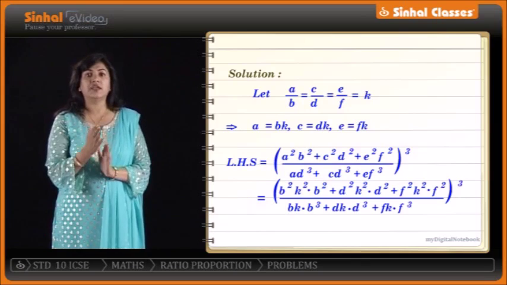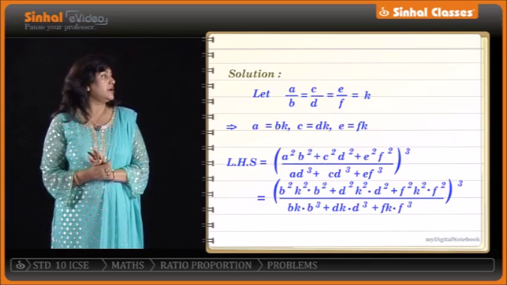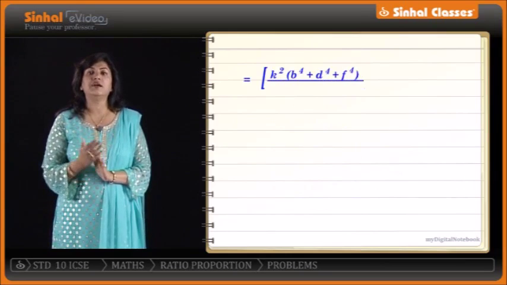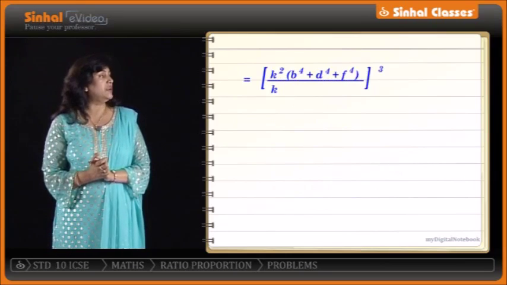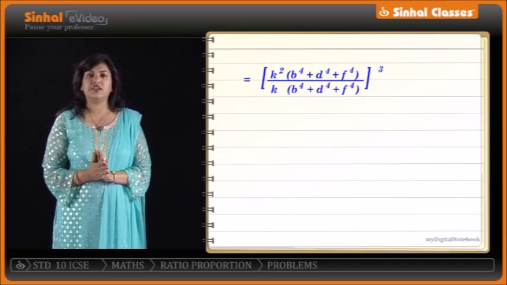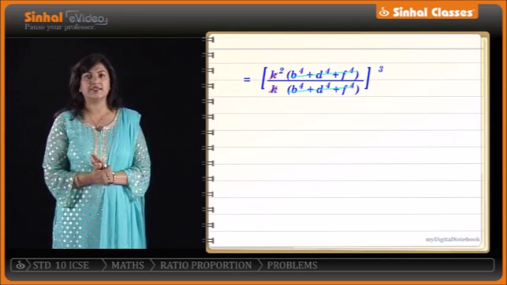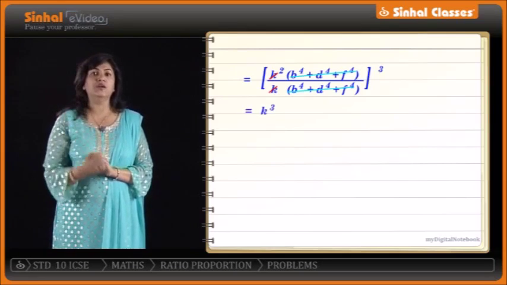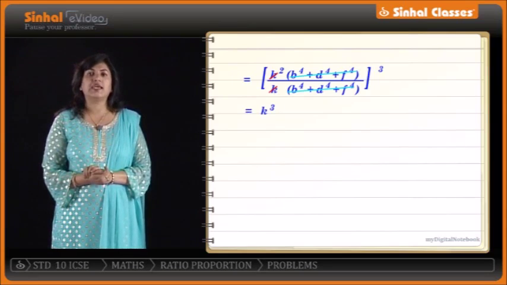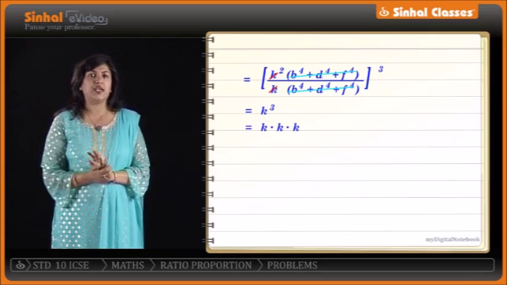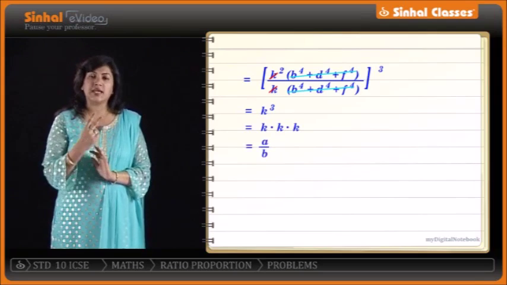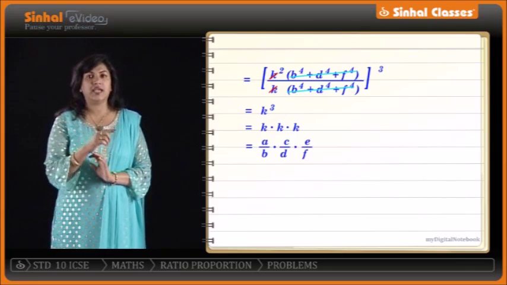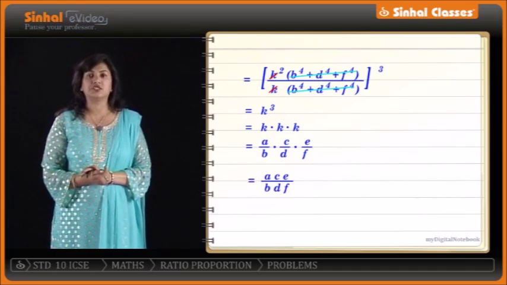Now in the numerator, k square is common. So what is left in the bracket? b raised to 4 plus d raised to 4 plus f raised to 4. In the denominator, k common outside. What is left? b raised to 4 plus d raised to 4 plus f raised to 4. Numerator and denominator, the bracket cancels. We have k square upon k, the whole cube. We get k cube. Now k cube can be written as k into k into k. The first k we replace by a by b, the second k by c by d and the third k by e by f. We get ace upon bdf, which is RHS.